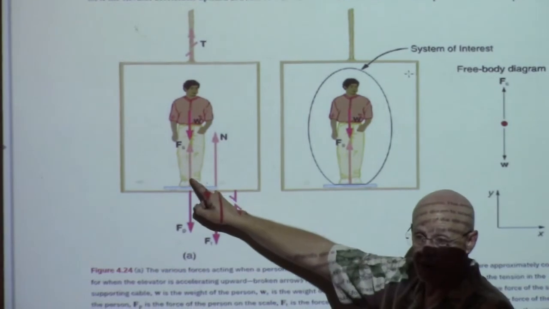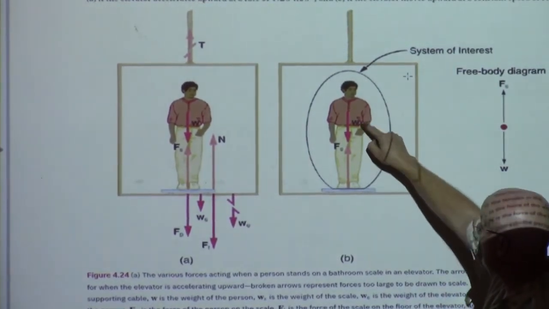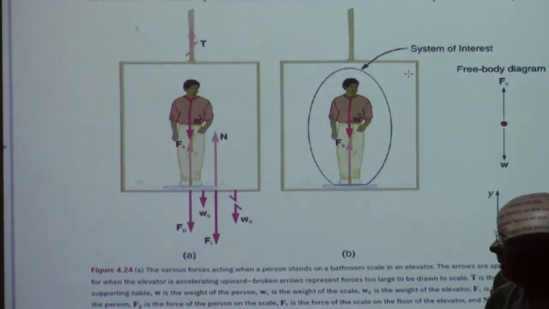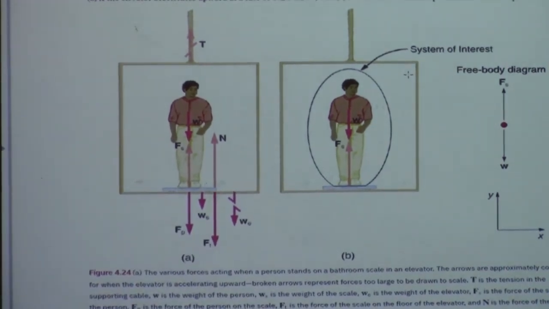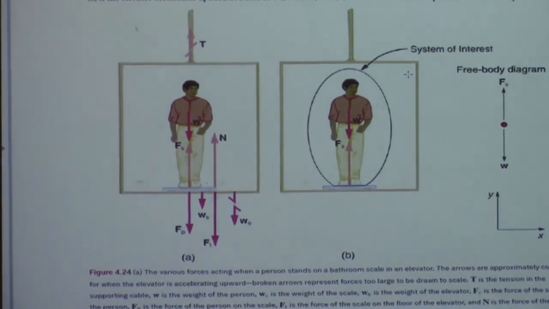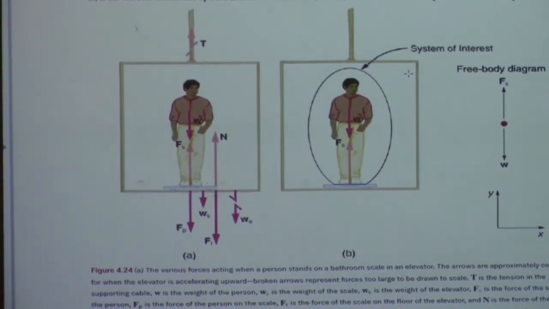Well, only the ones on the person. So it would be the scale pushing up and the weight pulling it down. But what about the elevator? The elevator is not touching the person. The elevator is touching the scale, and the scale is touching the person. But the elevator is not touching the person. And so that's going to be the trick, and it's best to show you by examples. It's okay, now which forces do I need to focus on?